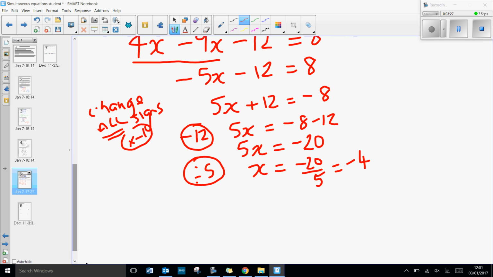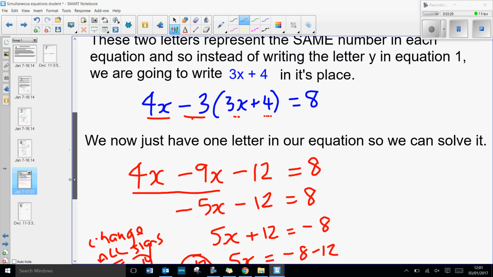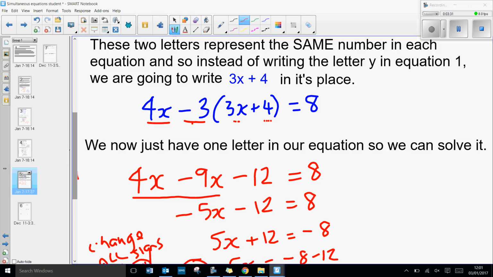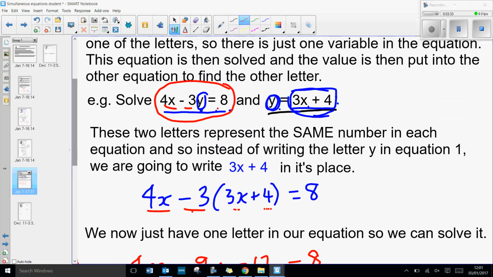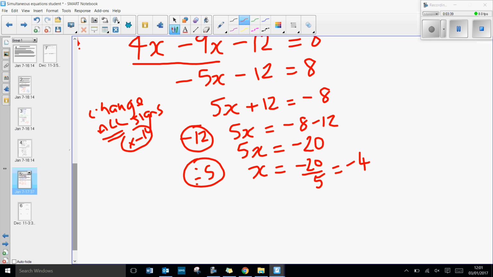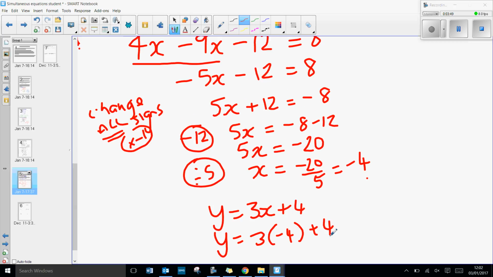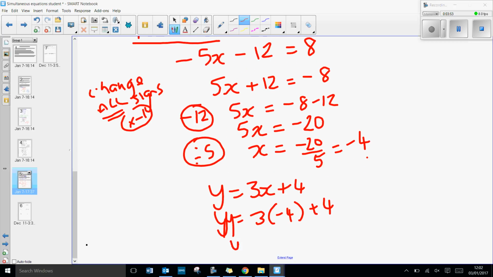We found our value of x, we need to now find our value of y. Now in this case, it's perfect because we have an equation that tells us exactly what y is. So y is equal to 3x plus 4, but we know x is -4, so it's 3 lots of -4 plus 4. -12 plus 4, which is -8.